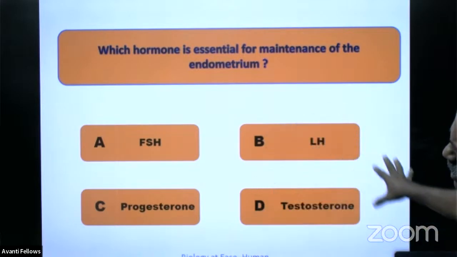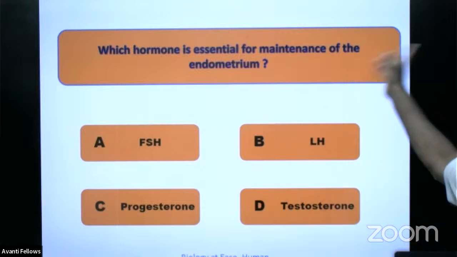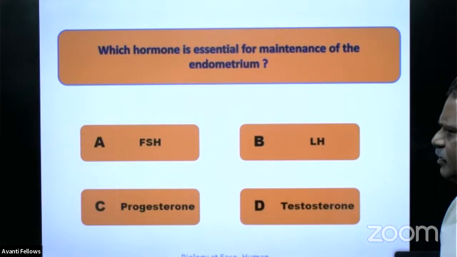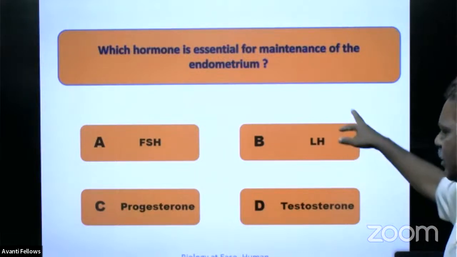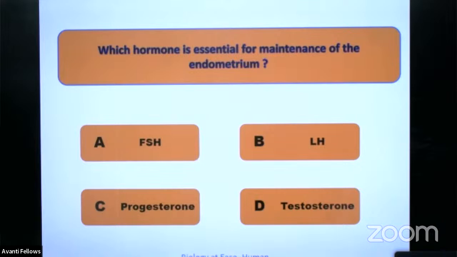So find out the correct answer from these options given, A, B, C, and D, and write it in your book. Which one is the correct option? Is it FSH, LH, progesterone, or testosterone? So I think you are writing the questions and answers so that you can refer to them later, right? Then find out the correct answer and write it in your book. Correct option, A, B, C, or D.